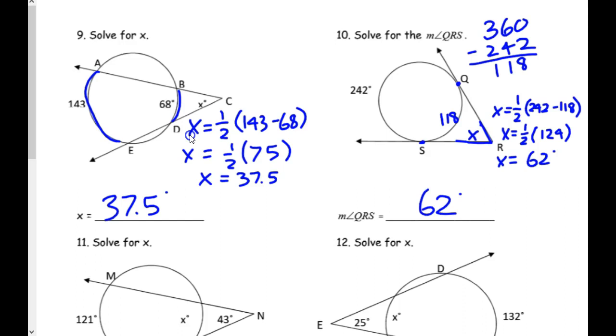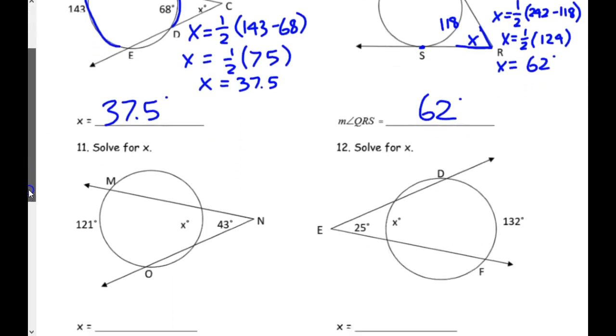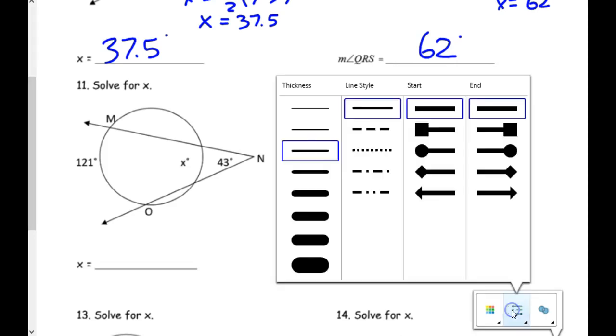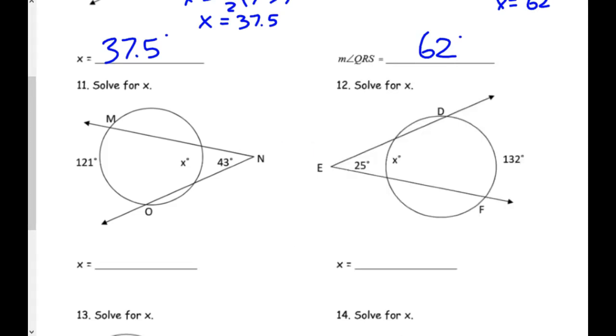Cool. Now, on 11 and 12, this is where it's a little different. It's the same formula, but it's going to look a little different in the process. So let's do this. Same format. Outside angle, 43, equal sign, 1/2, parentheses, big arc minus small arc, 121 minus x. This time our x is not on the left side by itself, it's inside the parentheses on the right side.